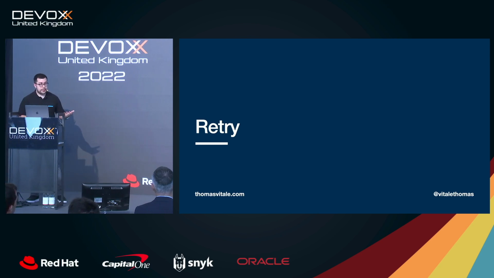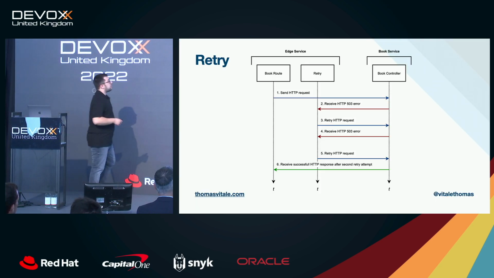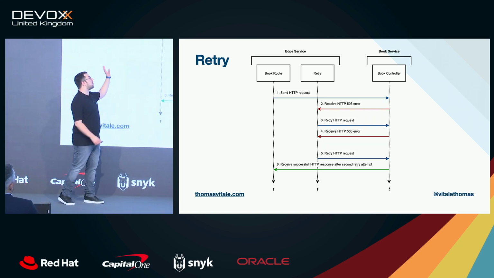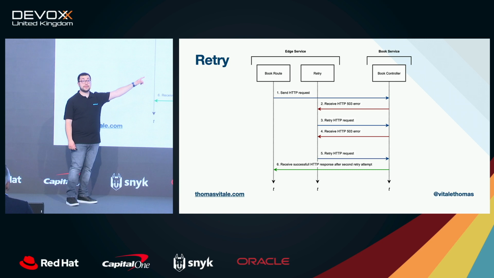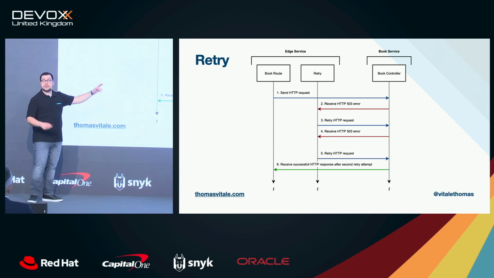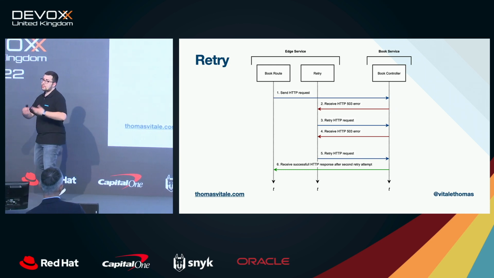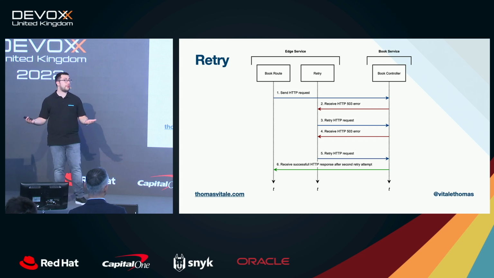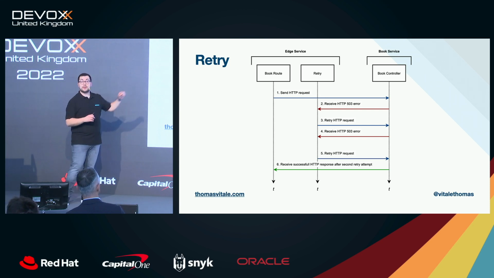A retry works like this. We have our edge service. With the book route, we send the first request to Book Service, but then we receive back a 503 error. It means the service is momentarily unavailable for whatever reason. Maybe it's so overloaded that it cannot handle any more requests. So what we do is wait a bit of time, and then we try the request again.